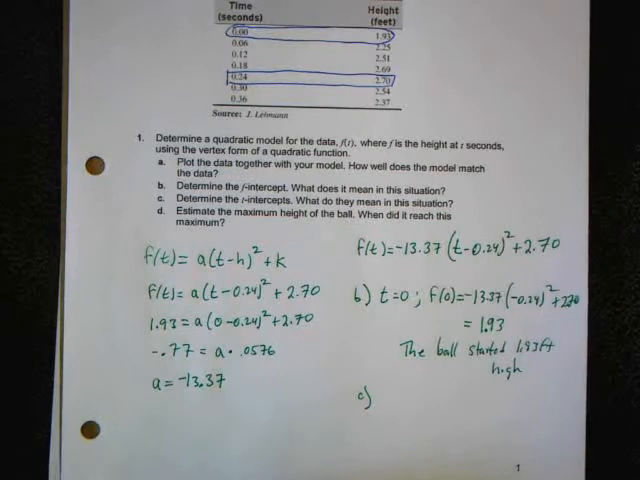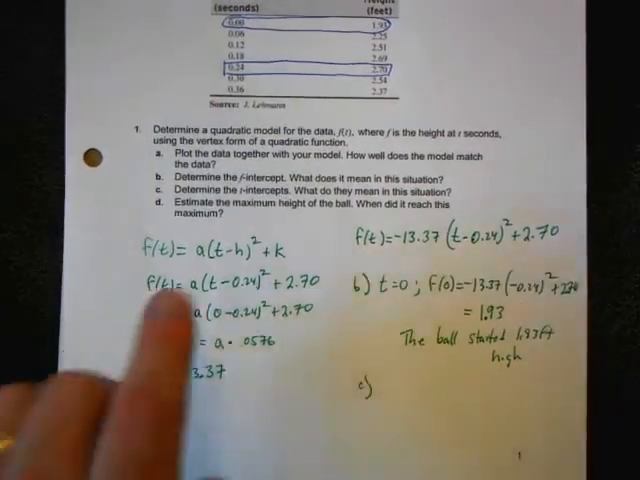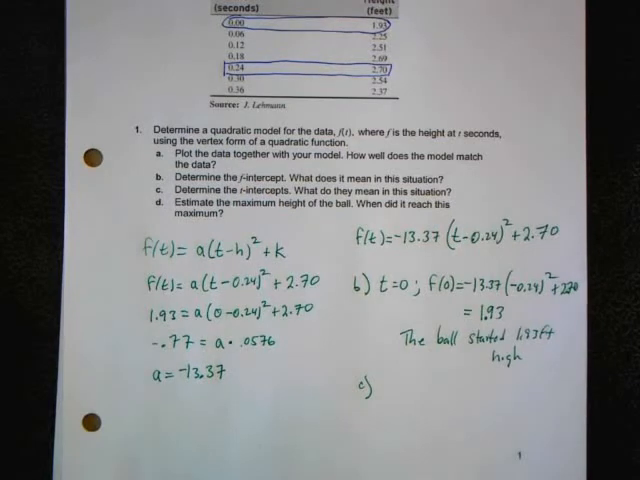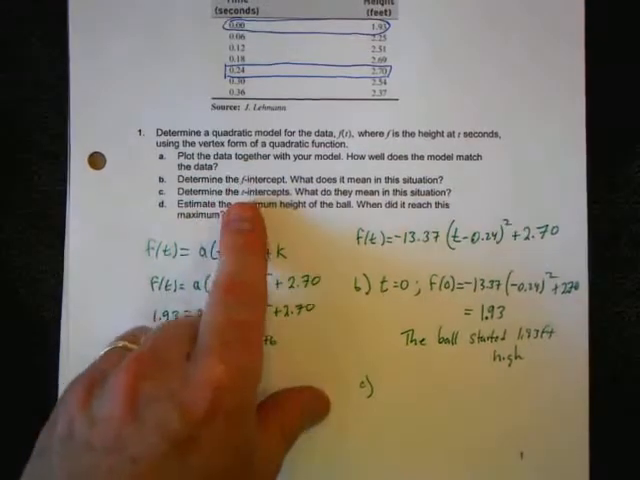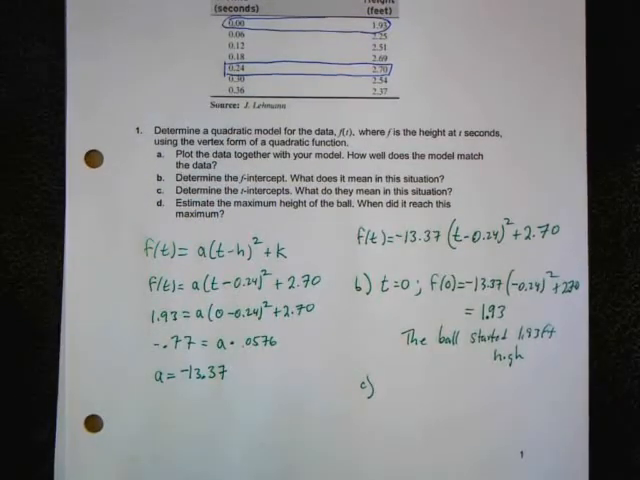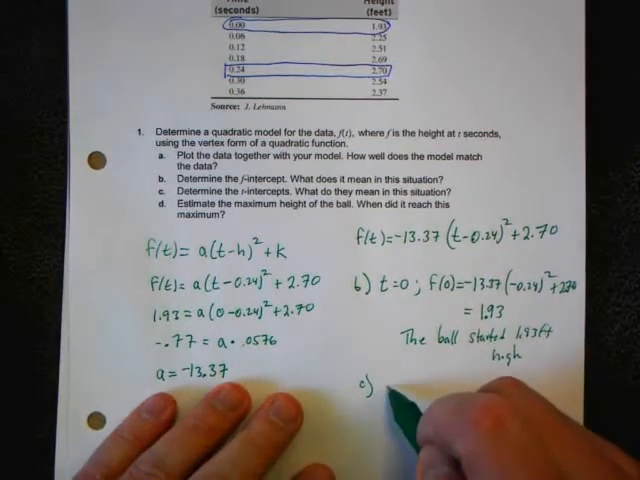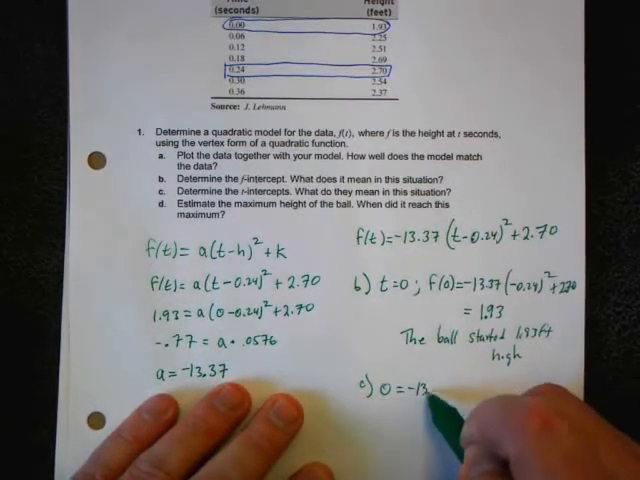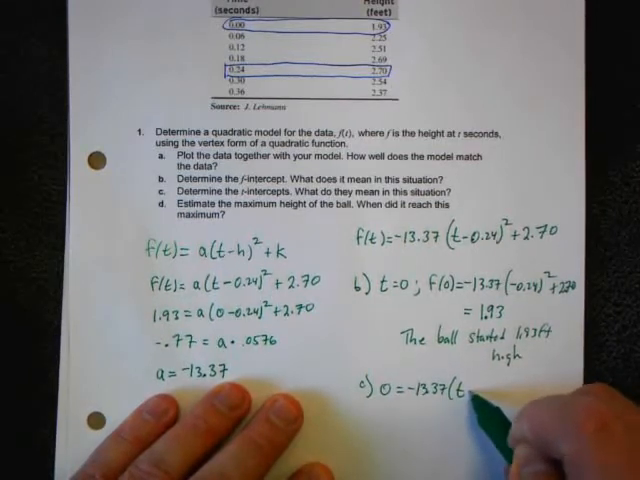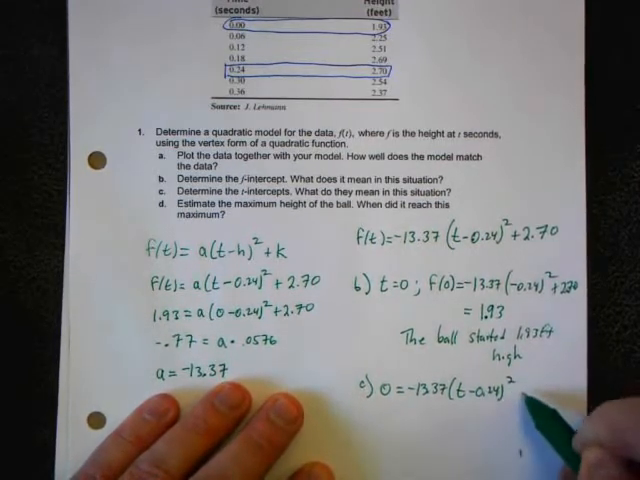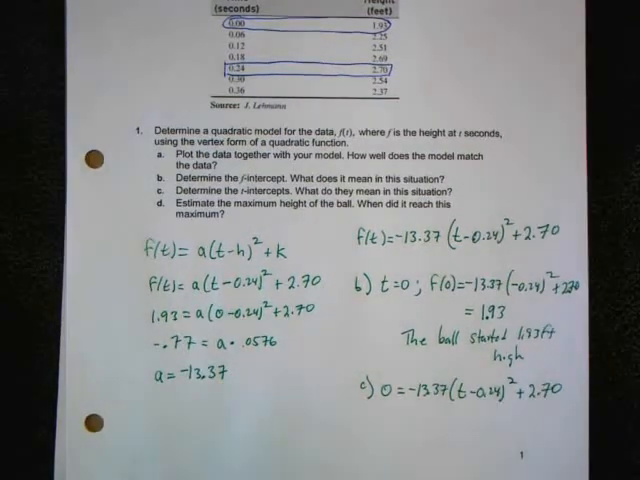Okay, part C. Determine the t-intercepts. So a similar question to part B, but not exactly the same. How do I find t-intercepts? That means what's going to be 0? F, the height is going to be 0. So that's going to be 0 equals minus 13.37 times t minus 0.24 squared plus 2.70. A little more work this time. How would you solve that equation?